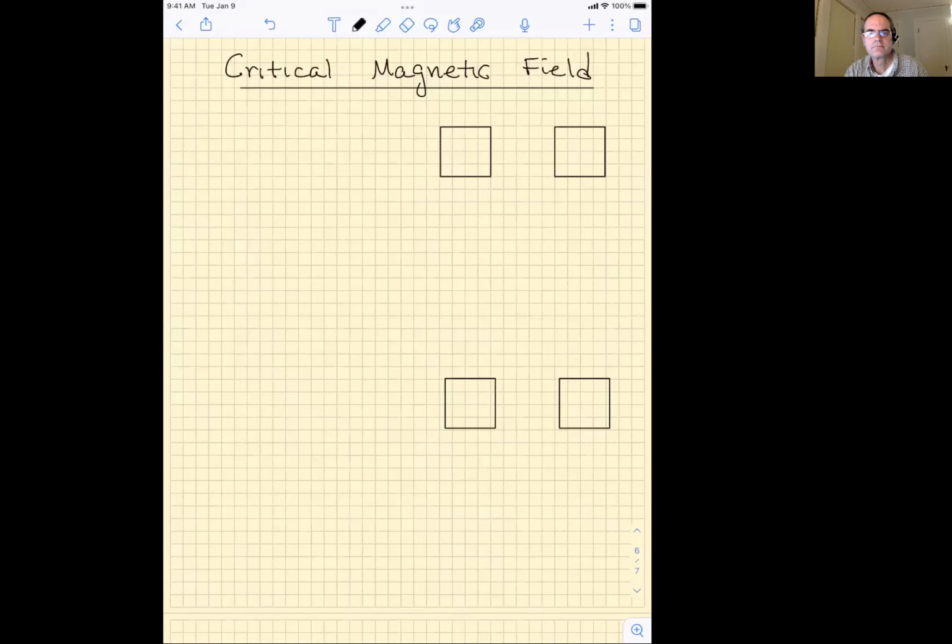Okay, so as I mentioned, there are two types of superconductors, which are called, of course, type 1 and type 2. In type 1, there's a sharp transition. When the field reaches the critical field, superconductivity is destroyed everywhere in the sample.